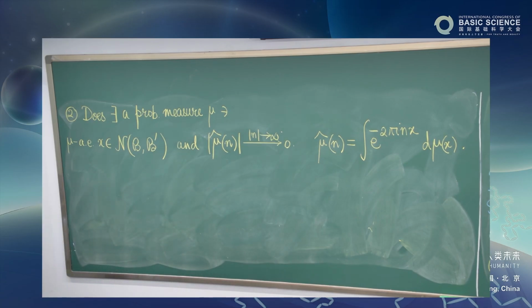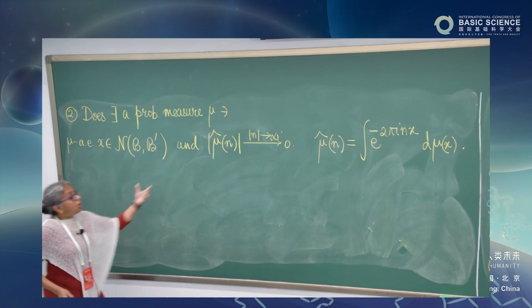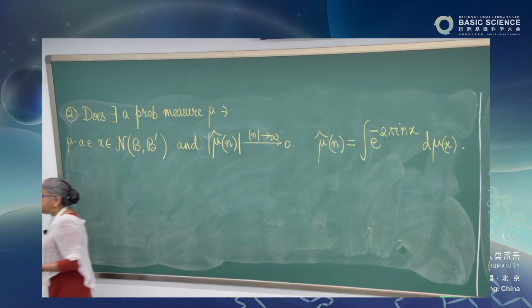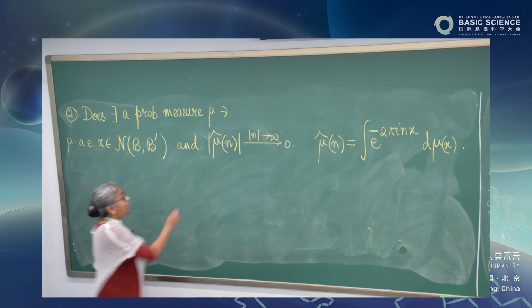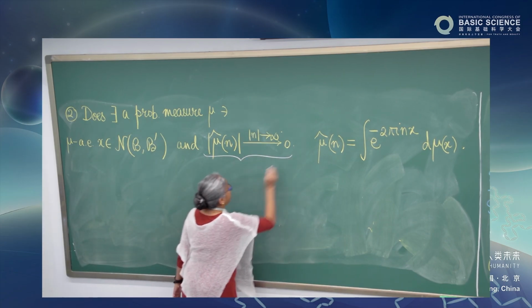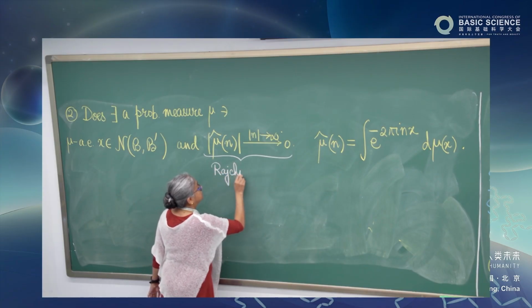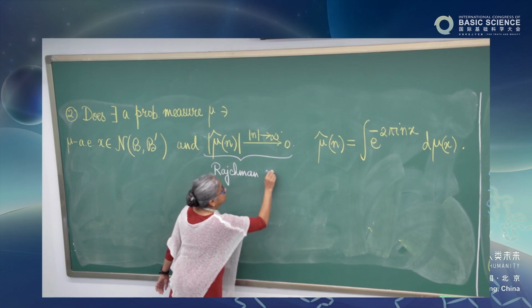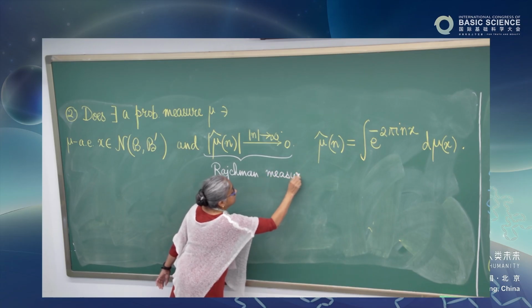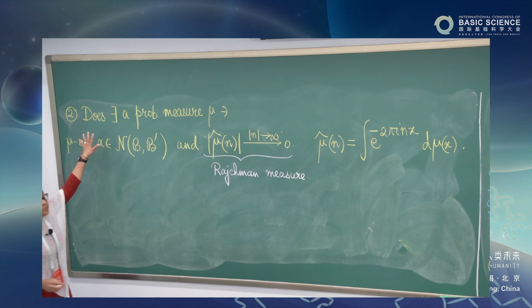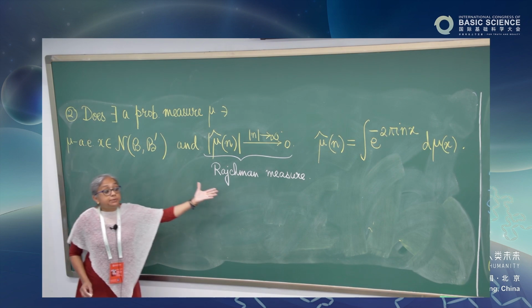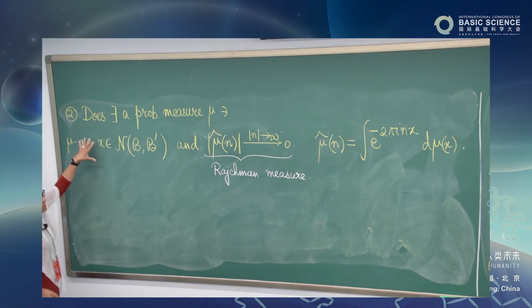Okay. So smallness of Fourier coefficients is one marker of randomness, and measures which have this property are called Rajchman measures. So Kahane and Salem's rephrased question is: does N(B)\N(B') support a Rajchman measure? And they did it in this way based on earlier work.